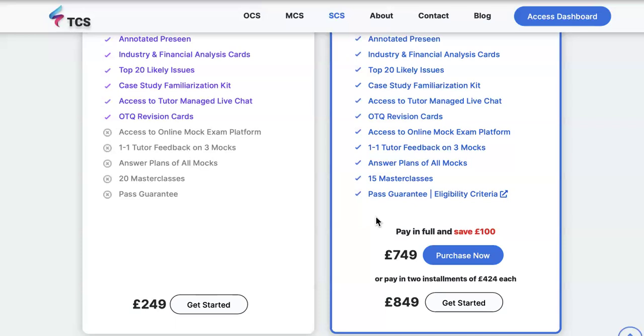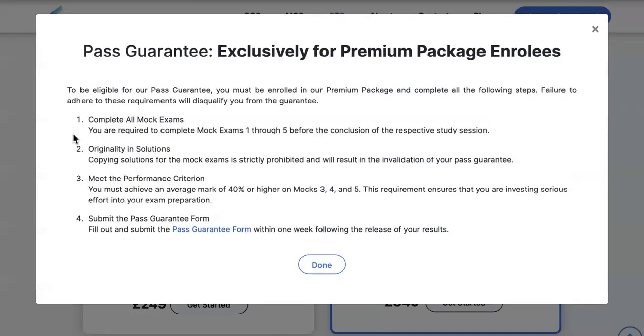So if you invest in the premium package and if you end up failing, you will gain access to the premium package in your subsequent sitting free of charge. However, in order to claim the pass guarantee, you need to complete these three requirements. You need to complete all five mock exams. If not, you are not in a position to cover the entire syllabus or be conversant with how each syllabus area is tested at your real exam.